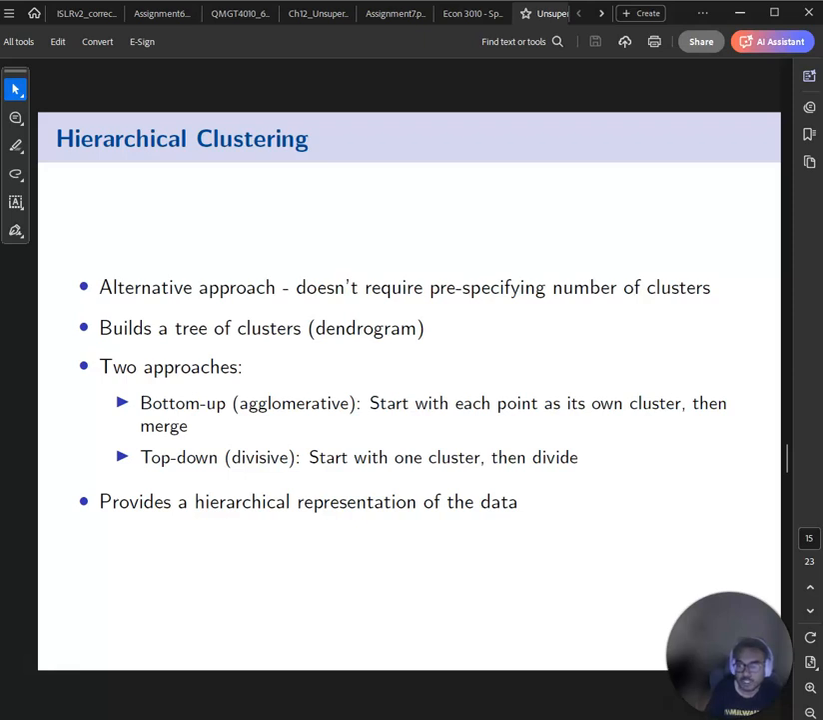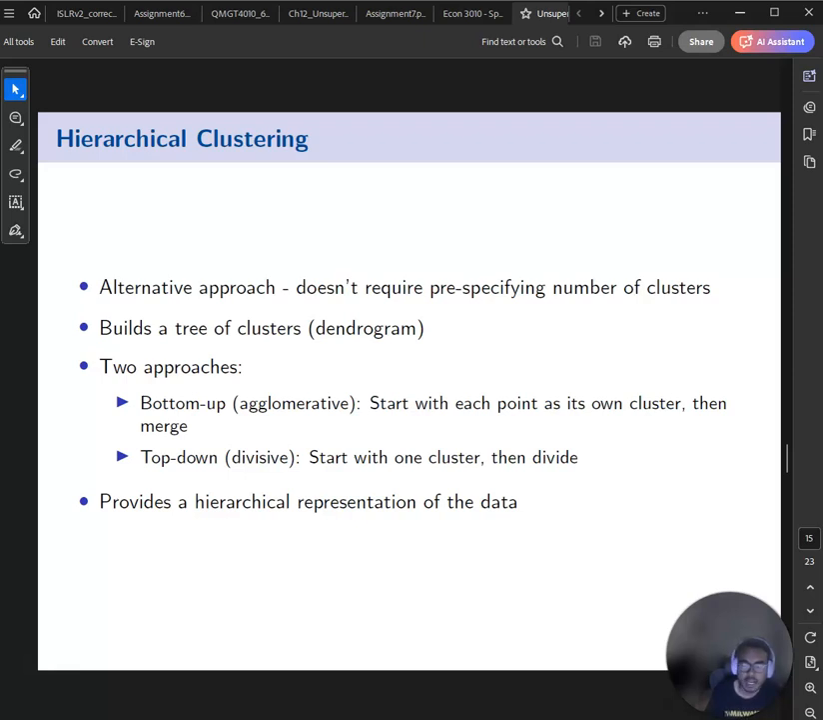There are 2 main approaches to hierarchical clustering. The bottom-up or agglomerative approach starts with each observation as its own tiny cluster and then progressively merges the closest clusters until everything is in one big cluster. This is the more common approach. The top-down or divisive approach works in the opposite direction. It starts with all the observations in one cluster and then recursively splits them into smaller clusters.